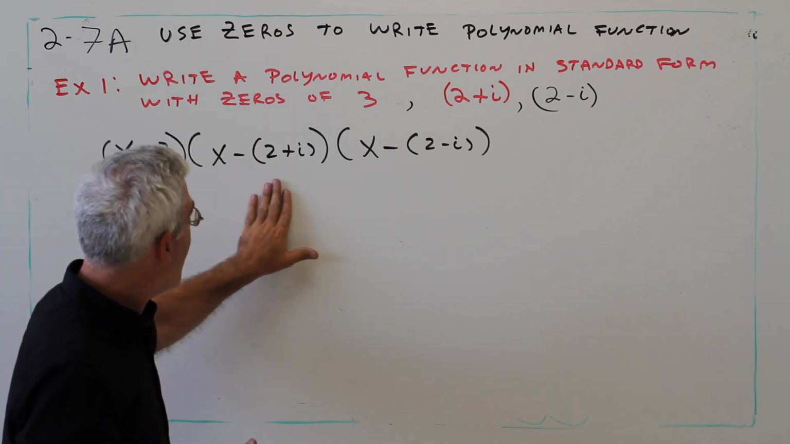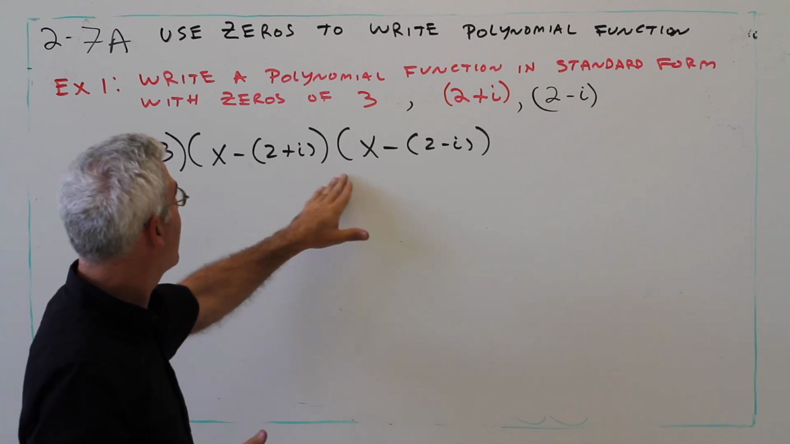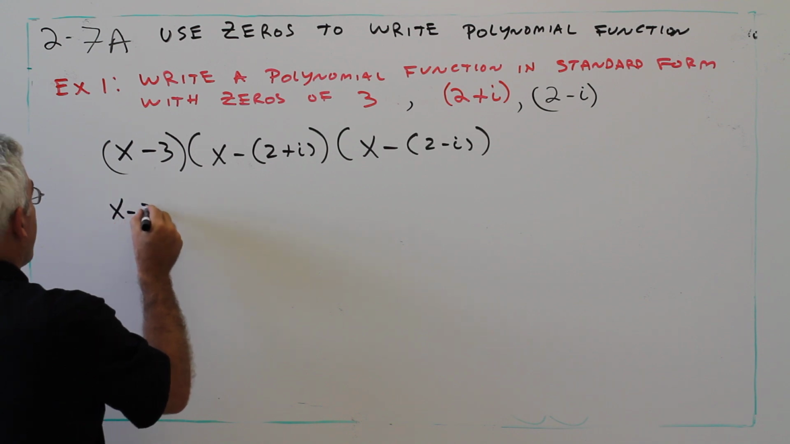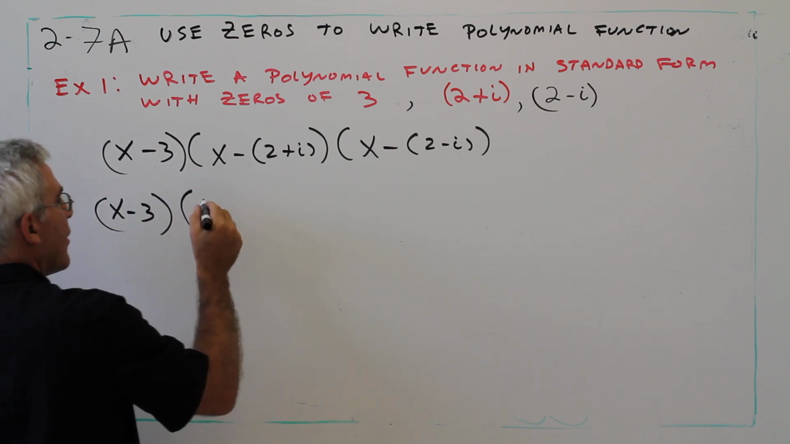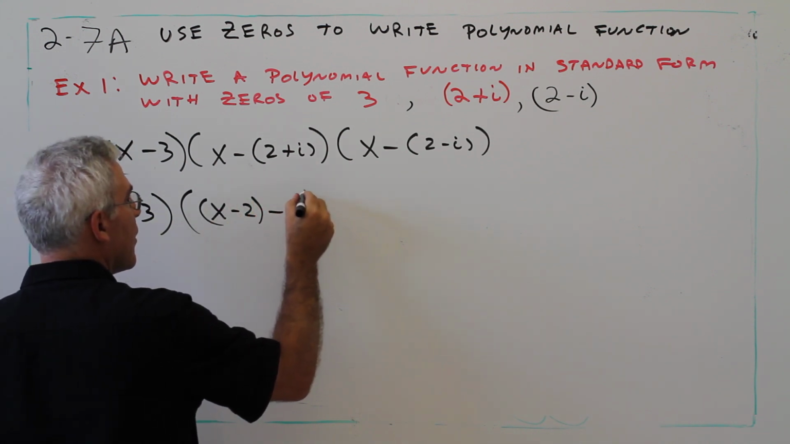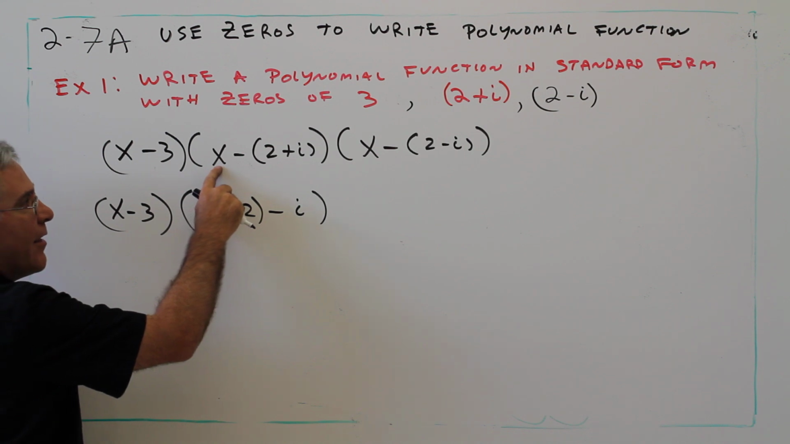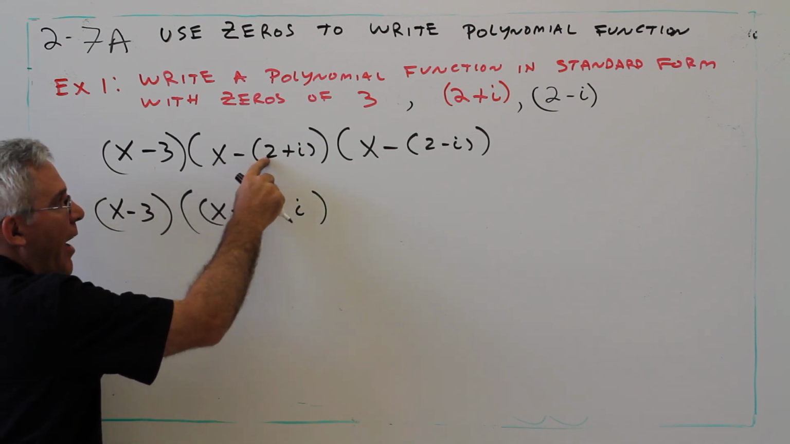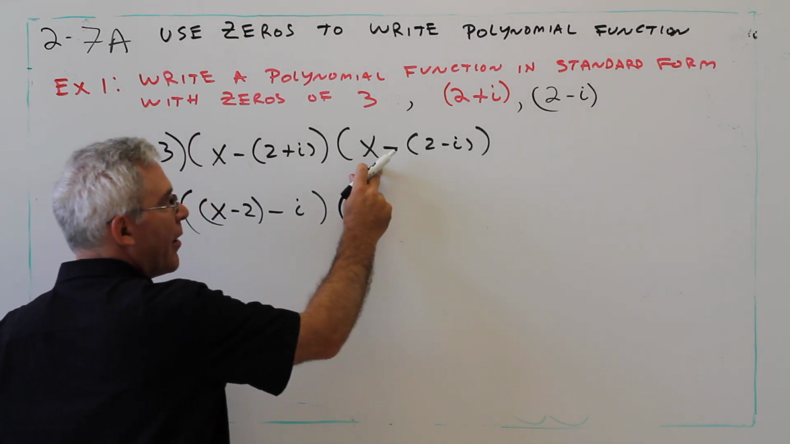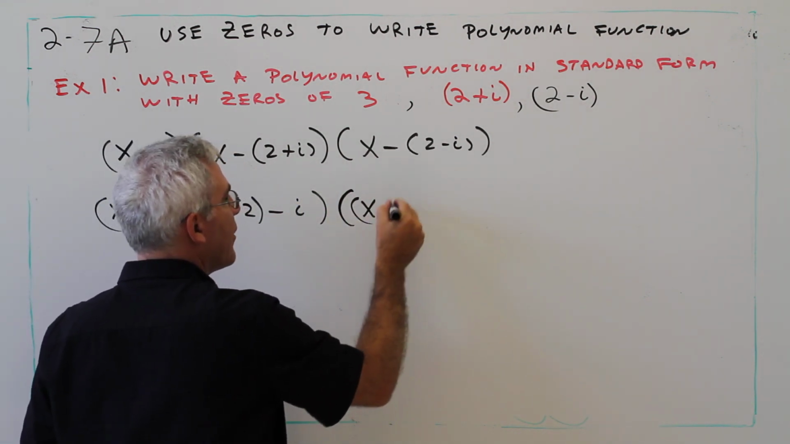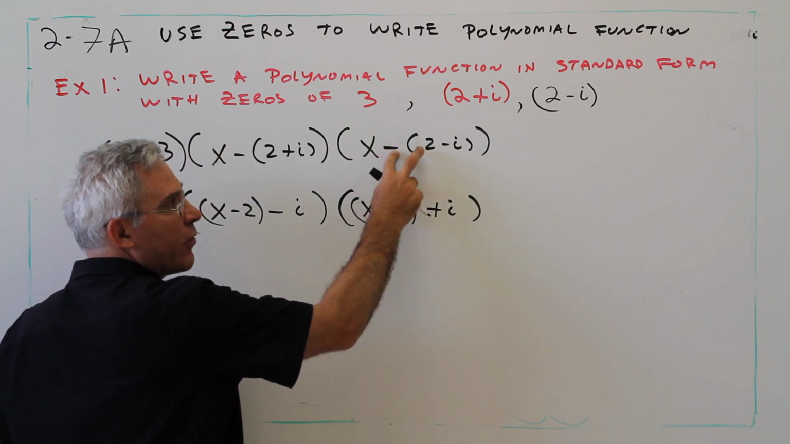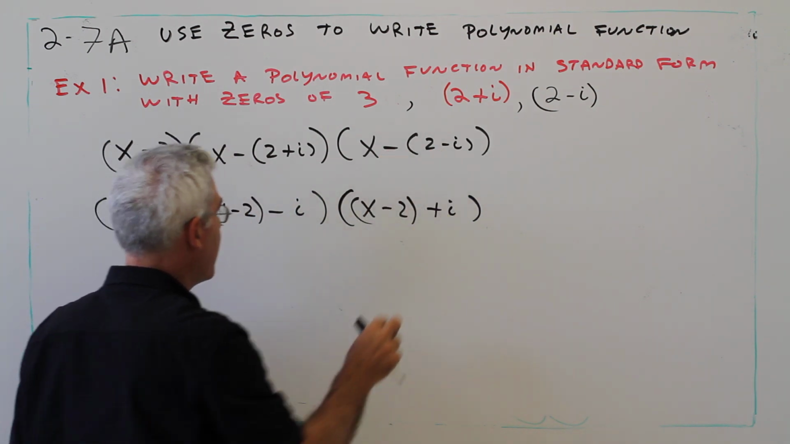Okay, so now we've got to do a bunch of algebra to get it in standard form. There's a little trick in simplifying this, and it's rearranging. Let me show you how that works. I'll write down the x minus 3. I'm going to write this as x minus 2 in parentheses minus i. All I did was distribute the negative. I'm going to do the same thing over here, x minus 2 plus i. Distribute the negative, minus 2, a minus times a minus is a positive.